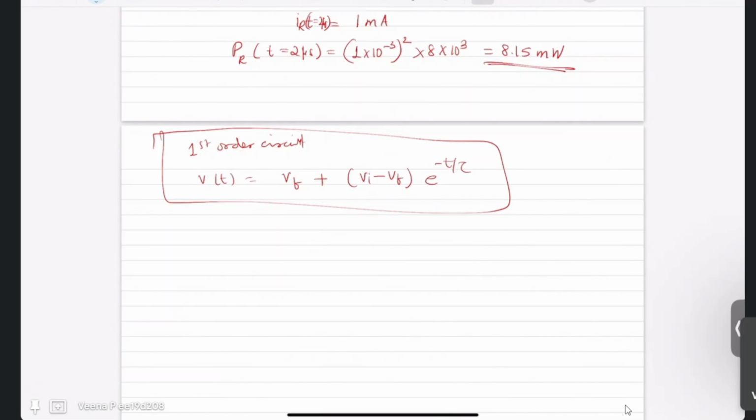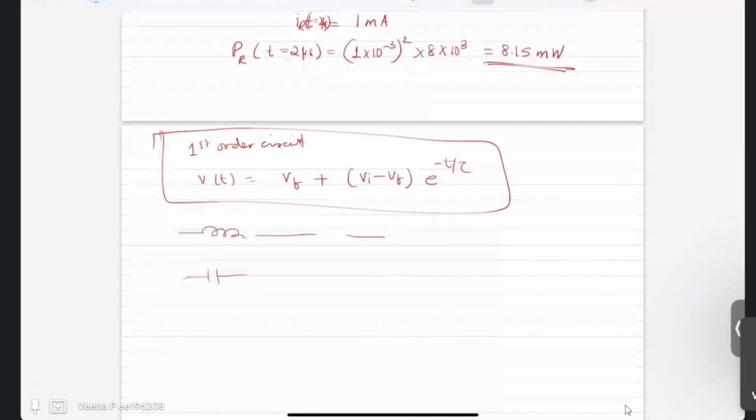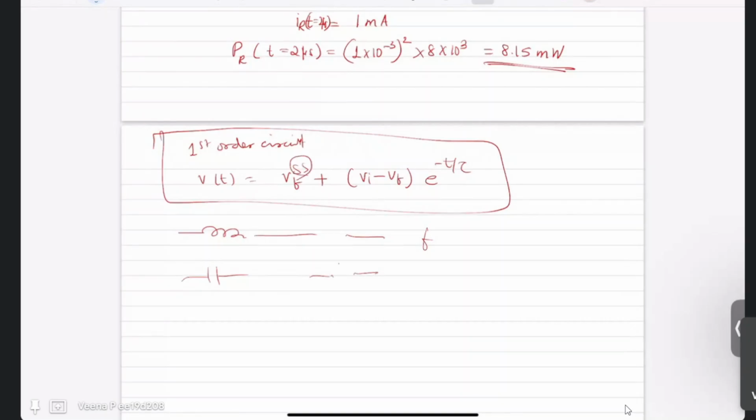But how to find tau? What is the initial value? What is the final value? To know that, you should know the basics that inductor will act as a short circuit, capacitor will act as an open circuit at final points. That final means steady state. Initial means t equal to 0 minus. So that knowledge is required. That will be obtained only by solving more and more problems like this.